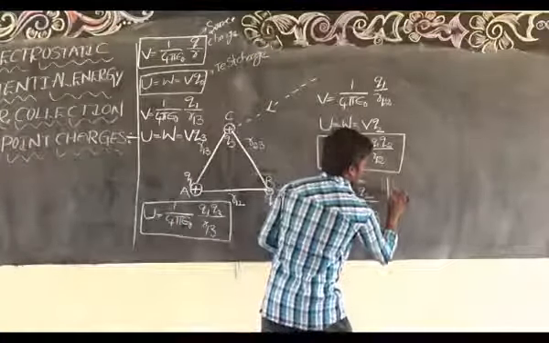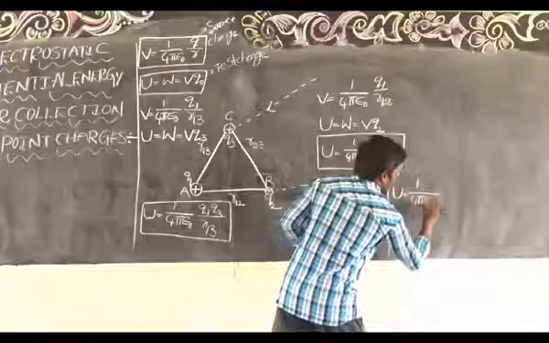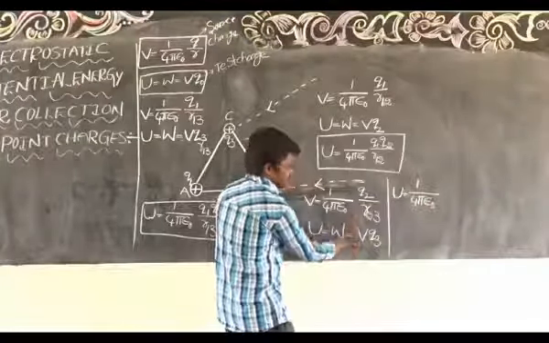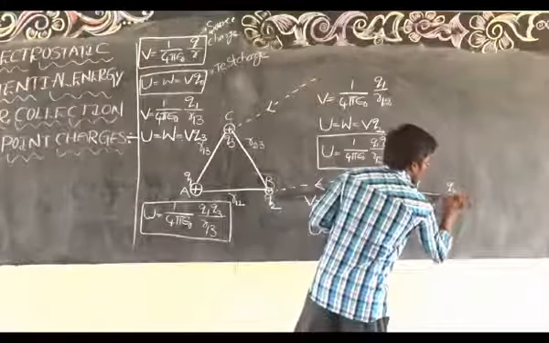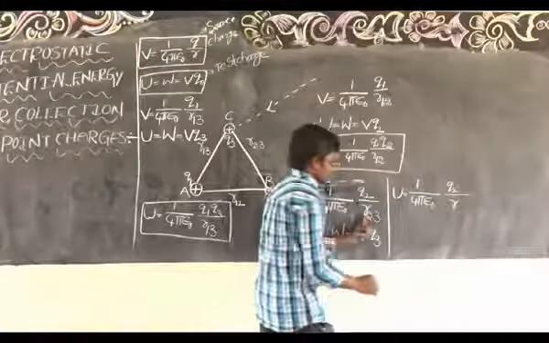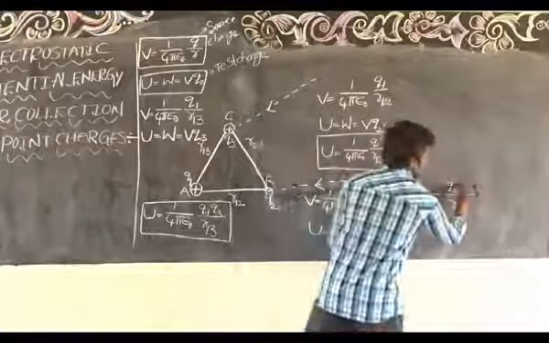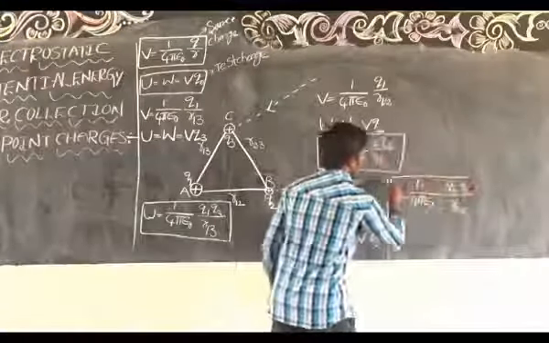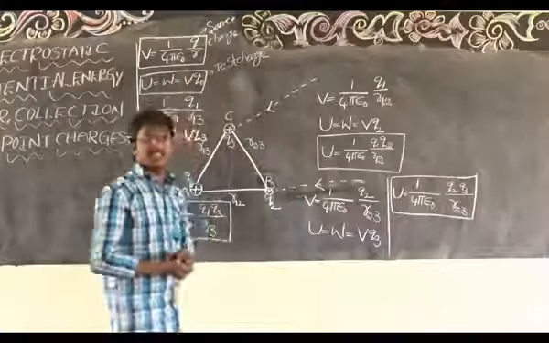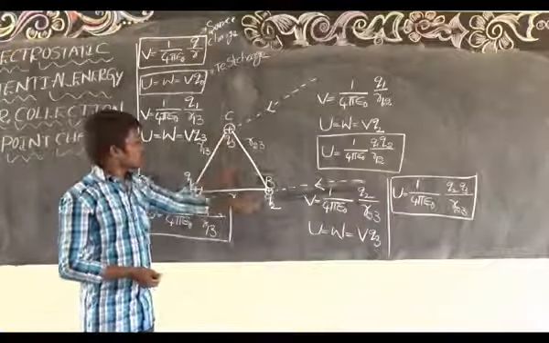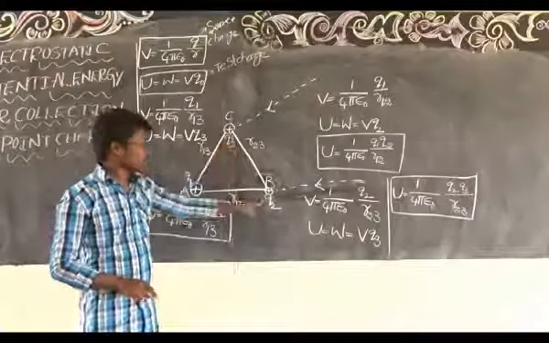So, U is equal to 1 by 4 pi epsilon naught. Just in the place of V I am writing this value, 1 by 4 pi epsilon naught into Q2 by R23. Here what is the remaining? Q3. This is the electrostatic potential energy at point C due to second charge.